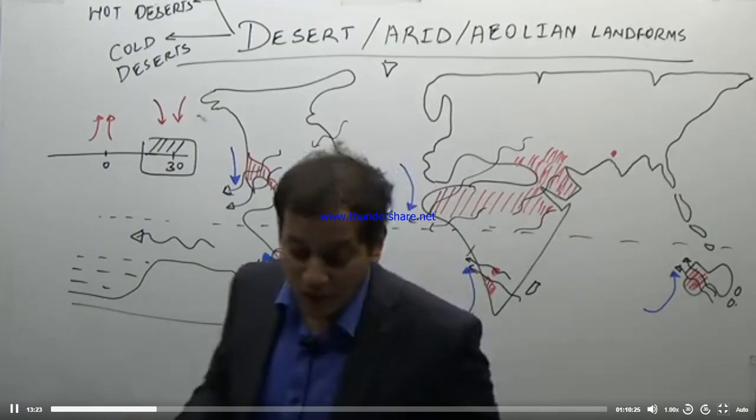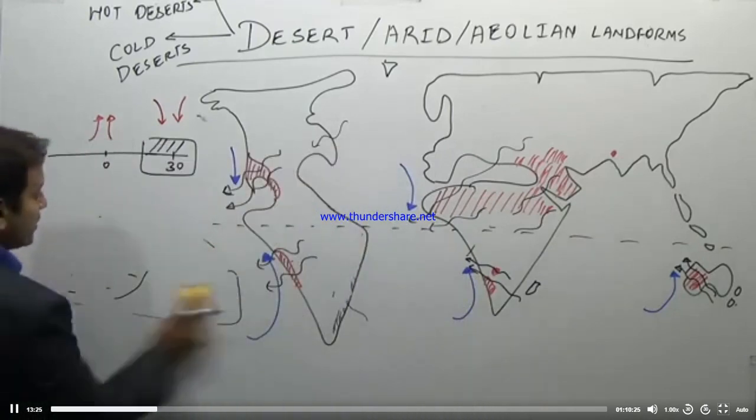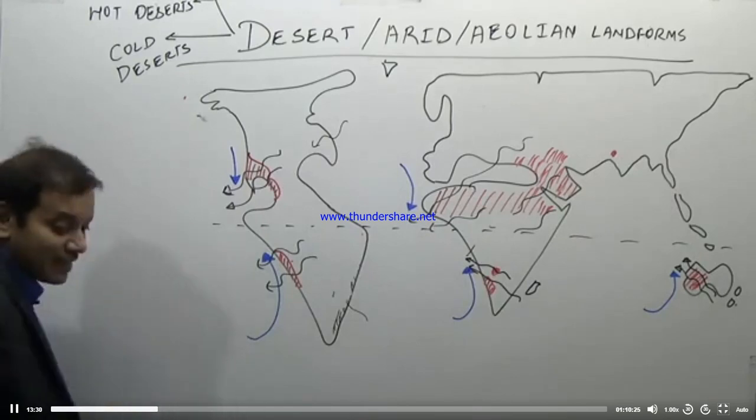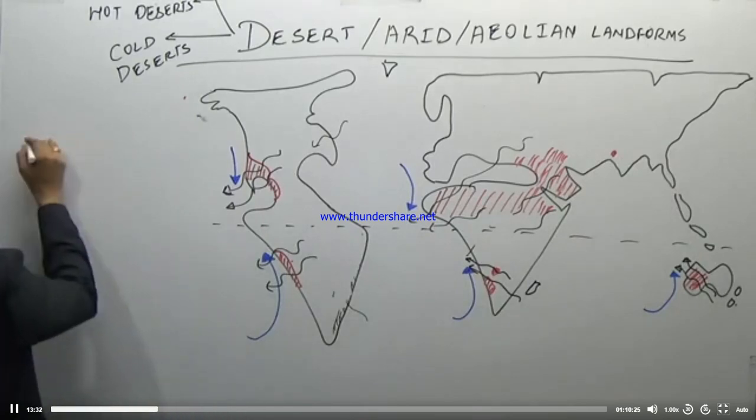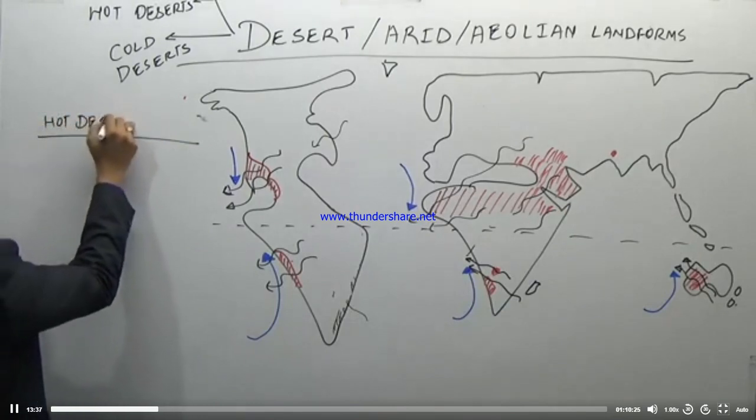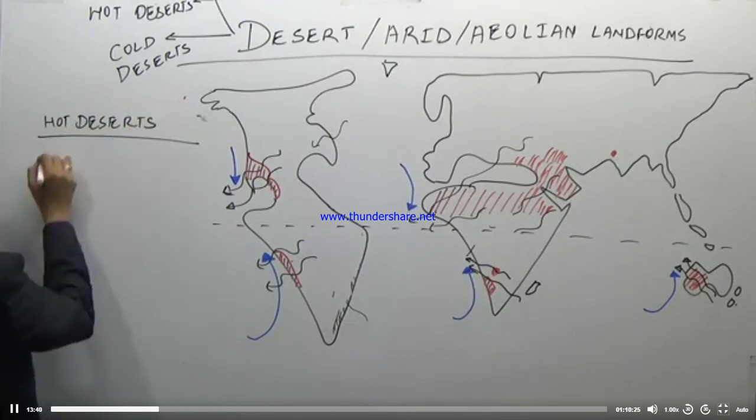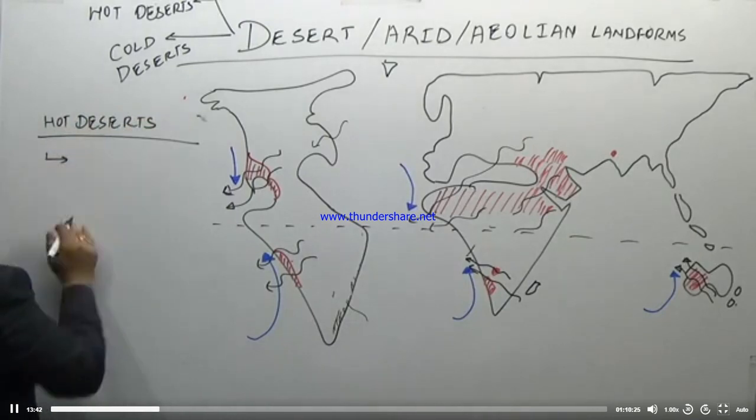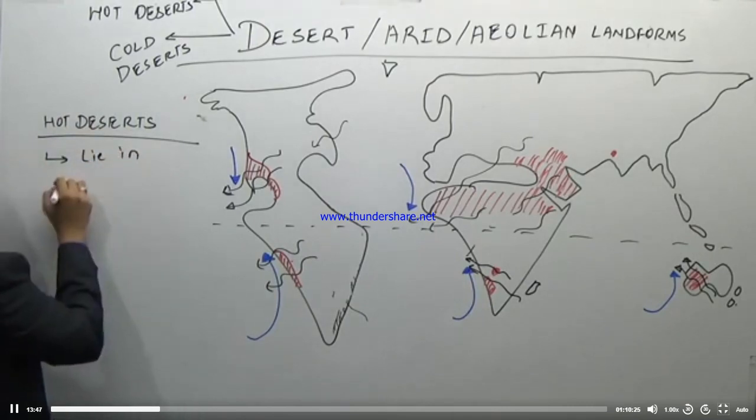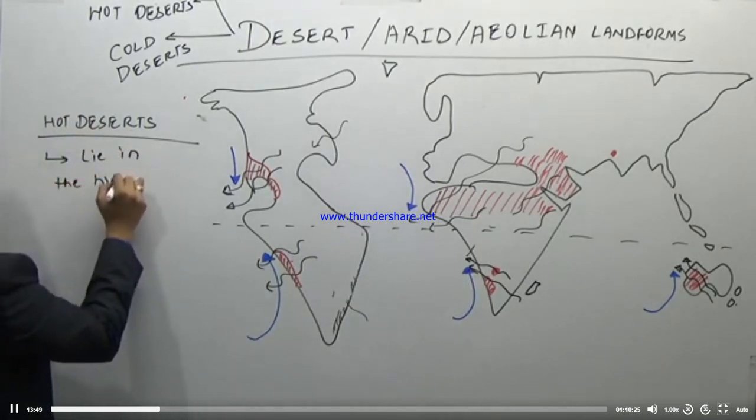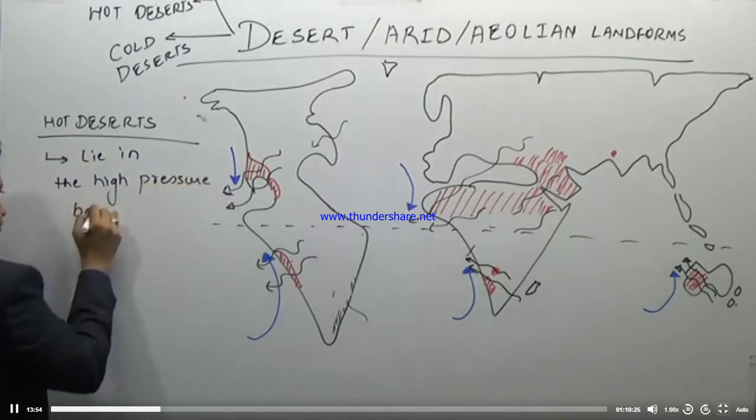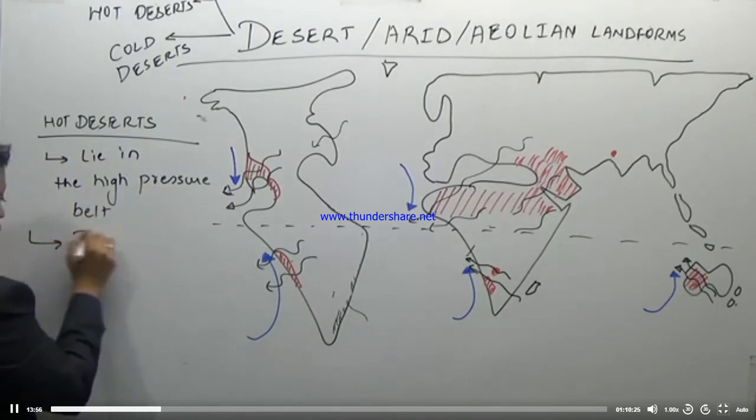Now what are these hot deserts? Before that, what are the characteristics of the hot deserts? They are known as trade wind deserts because they lie in the trade wind belt. So hot deserts or the trade wind deserts lie in the high pressure belt. Trade winds blow offshore.